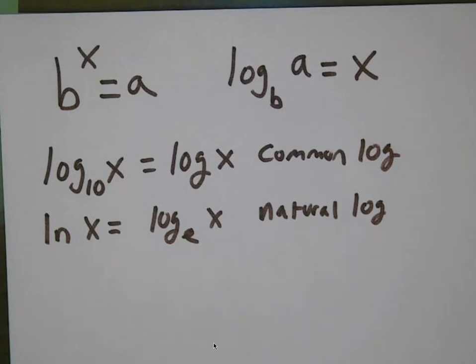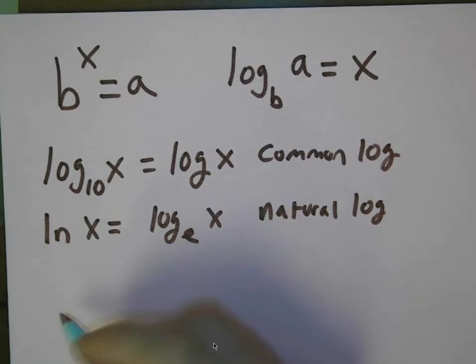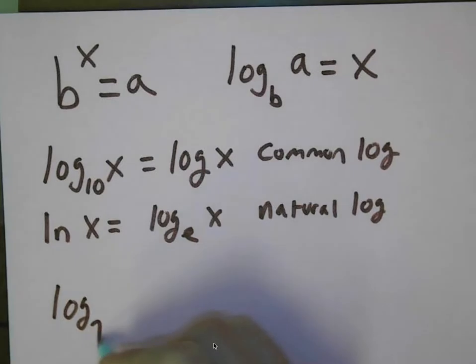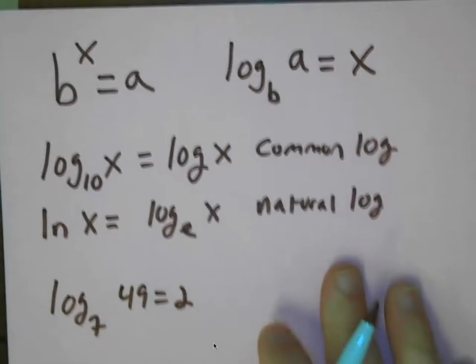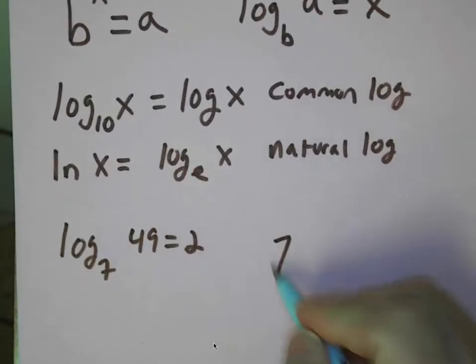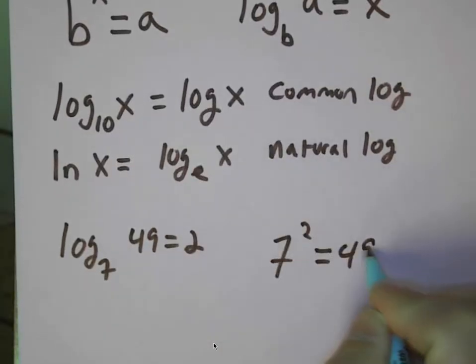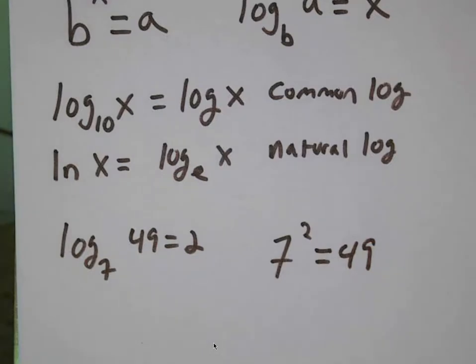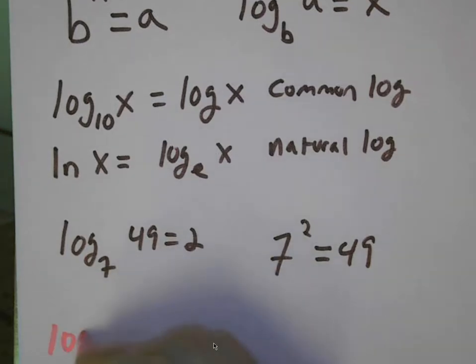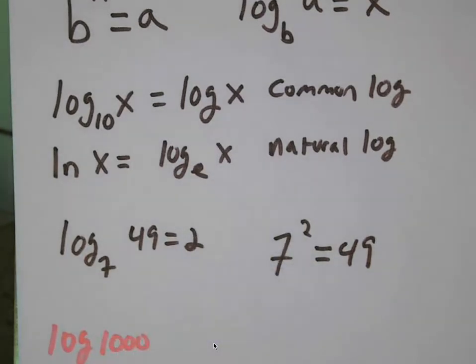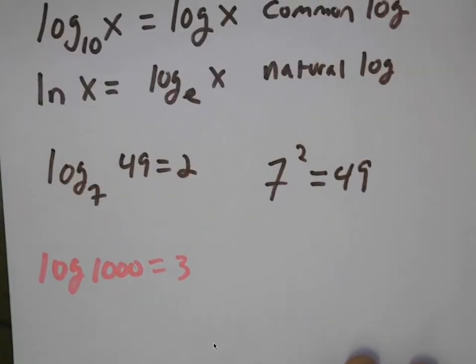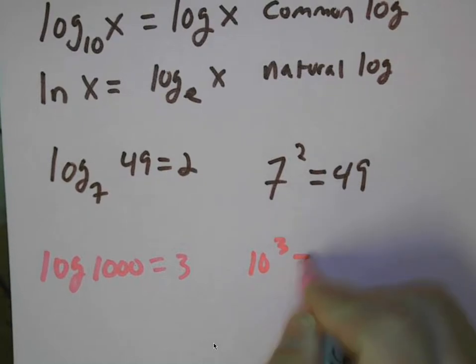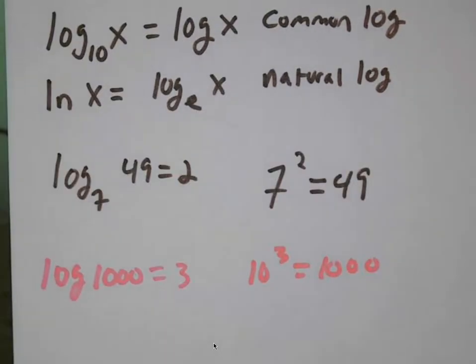So you've got to be able to convert from one form to another. If I had log base 7 of 49 equals 2, you just work that backwards. Think of it as 7 to the second power is 49. Okay? Now, this one right here, where you have log of 1000 equals 3, well, that's because its base is a common log. So you're going to say 10 to the third power is 1000. Okay?